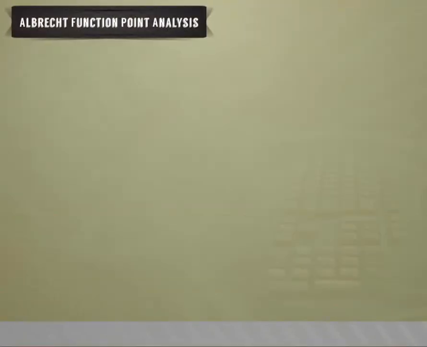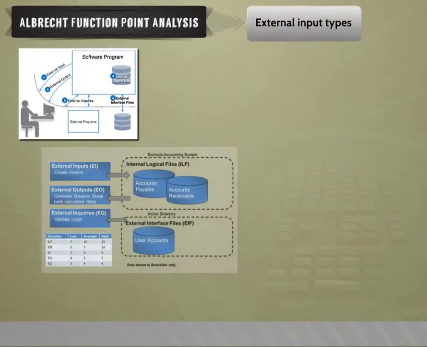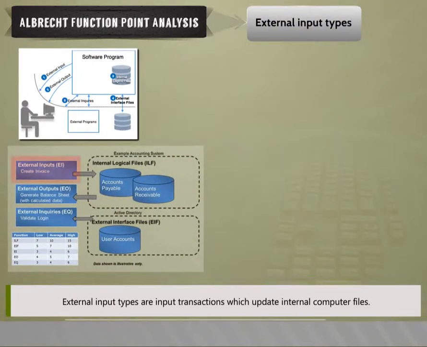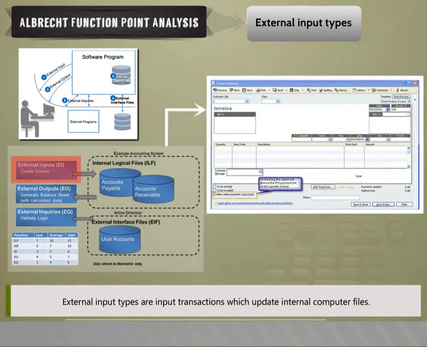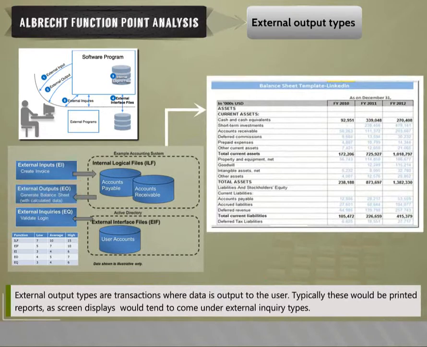Albrecht function point analysis. The basis of function point analysis is that information systems comprise five major components, or external user types in Albrecht's terminology, that are of benefit to the users. External input types are input transactions which update internal computer files. External output types are transactions where data is output to the user. Typically, these would be printed reports, as screen displays would tend to come under external inquiry types.